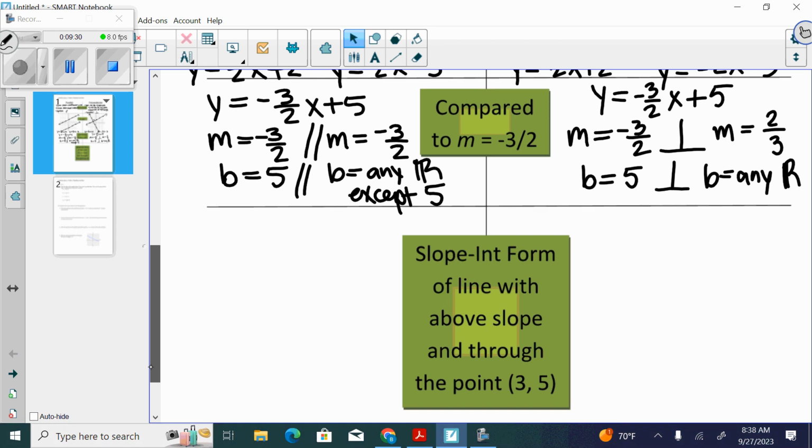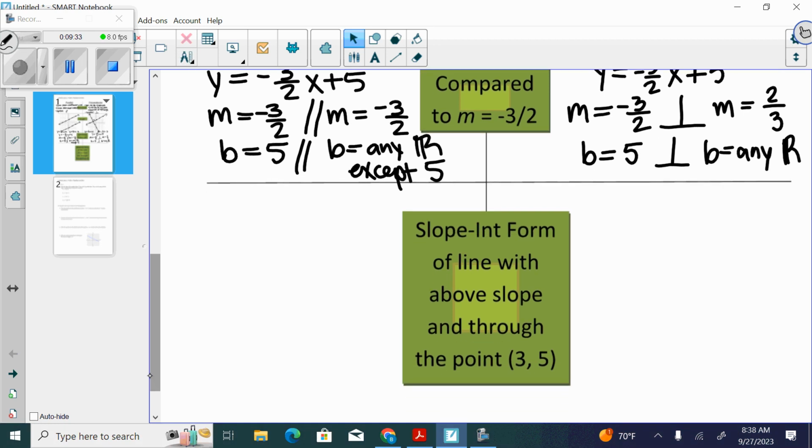Okay. Now we're going to compare our slope-intercept form and our point-slope form. We are going to be given, let's say, a line that we want to be parallel to that -3/2 slope, and I want it to go through the point 3, 5. All right, so with this information, I don't know what b is right now, right? So I can't write it in slope-intercept form. But how could I write it? Point slope. Okay, what would that look like?